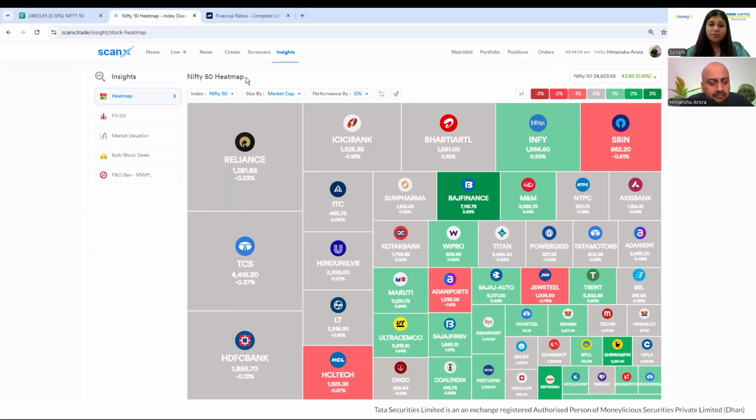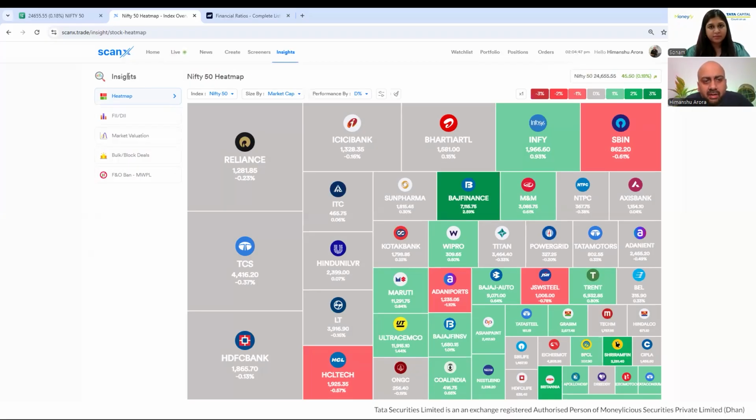So, Himanshu, I hear a lot of our MoneyFi users, some of them prefer ready-to-use solutions, while some of the others prefer creating their own dashboards, their own scanners. So, is that something that is a possibility on ScanX? Undoubtedly, that was the main idea behind building all these things.